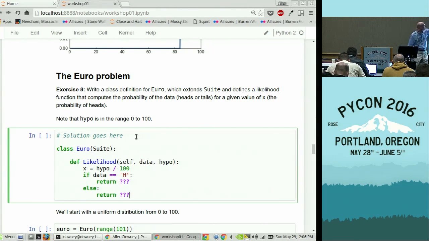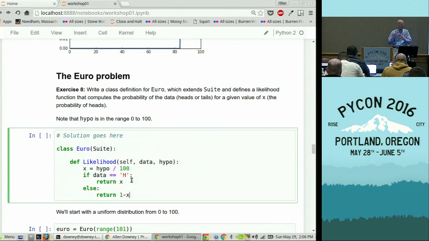Again, when they give me the hypothesis, it's from 0 to 100. The thing that I return is supposed to be a probability, so I'm going to divide through by 100. So x is whatever the hypothetical value is, divided by 100. If I get heads, I'm going to return x. And if I get tails, I'm going to return 1 minus x. And that's all there is to it. Good? Making sense?